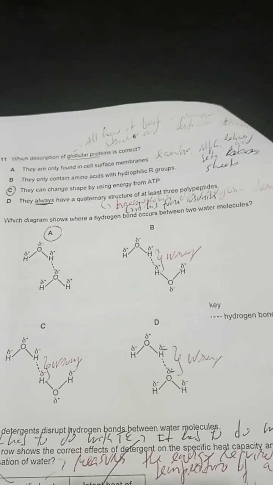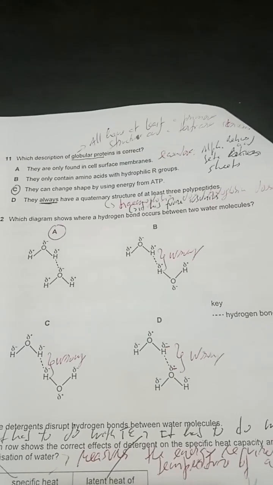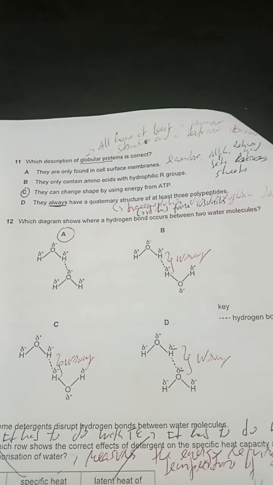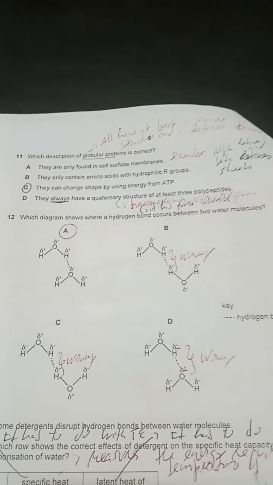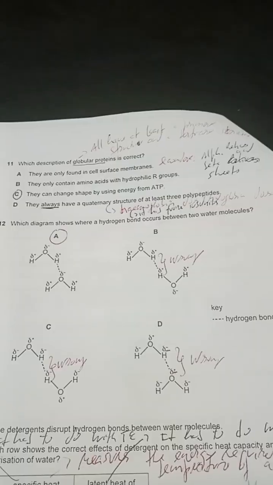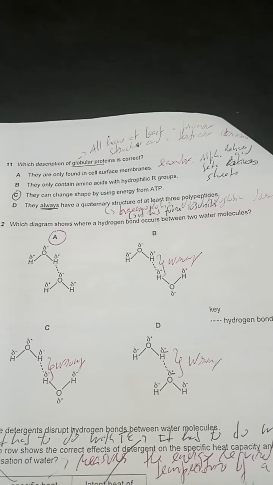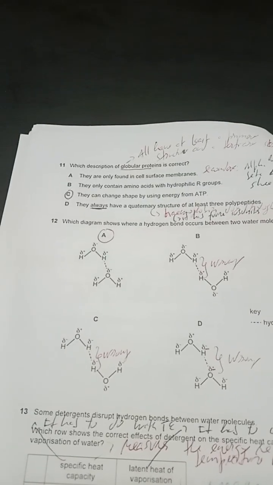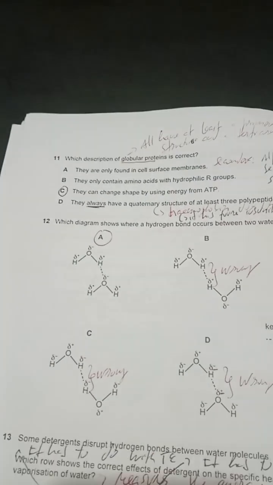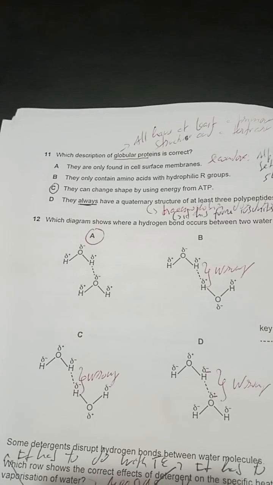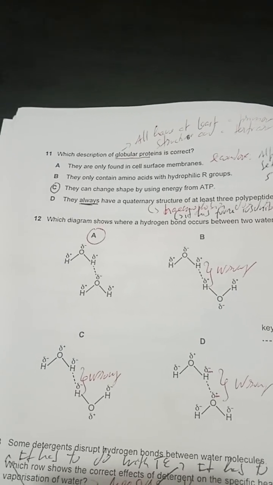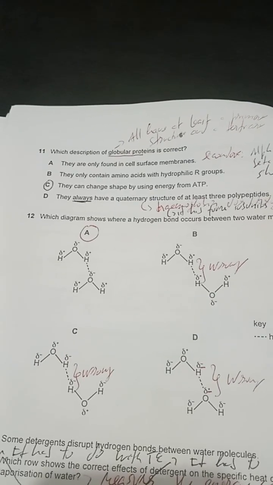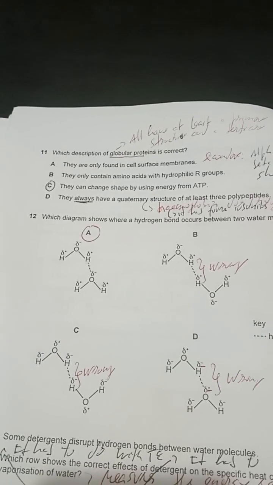Hemoglobin is the one that is going to transport oxygen, right? It forms oxyhemoglobin, so that's how they join together, and then that's how oxygen is delivered to all tissues and cells. So A is wrong, and I've got B. They only contain amino acids with hydrophilic R groups. That's not correct. They also have hydrophobic R groups, for sure. Okay.